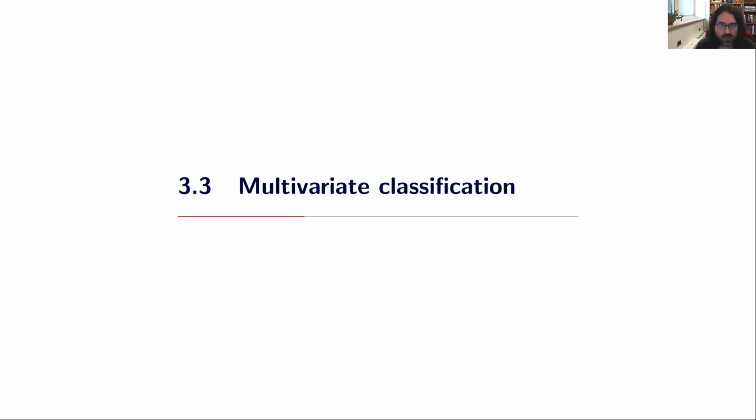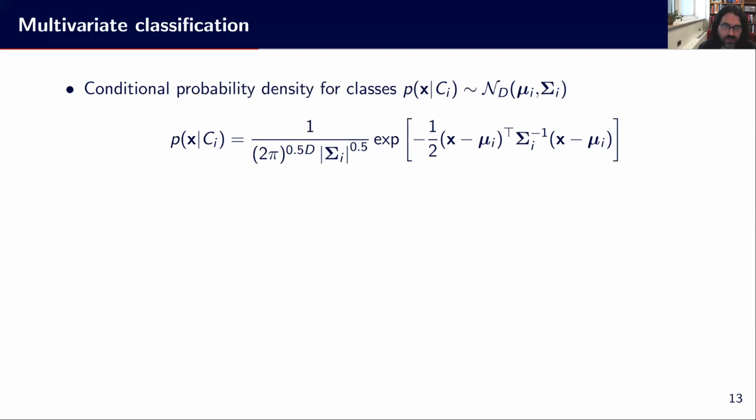Let's now talk about multivariate classification. So we are using the idea of multivariate distribution to do some classification. If we are looking at the conditional probability density for classes, we are looking at these things. So this is a likelihood. It's a probability density, or likelihood, of having an X given that we are in class Ci.